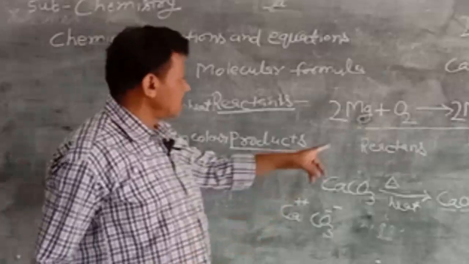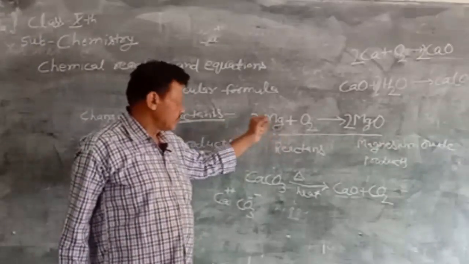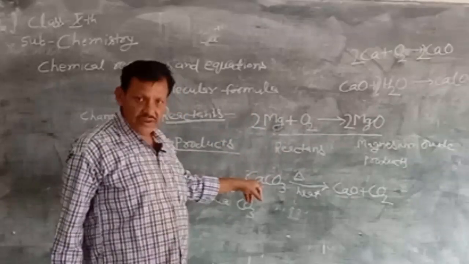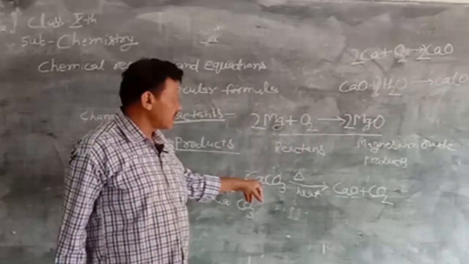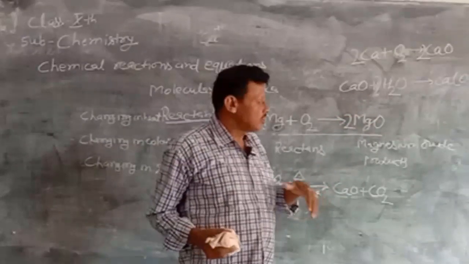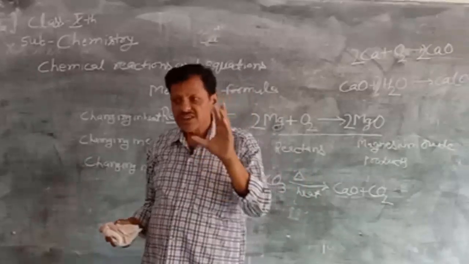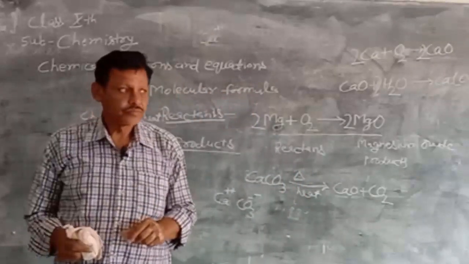In this reaction, we heated magnesium ribbon. In this reaction, we heated calcium carbonate. But in this reaction, a lot of heat is emitted. So, there are various types of chemical reactions.